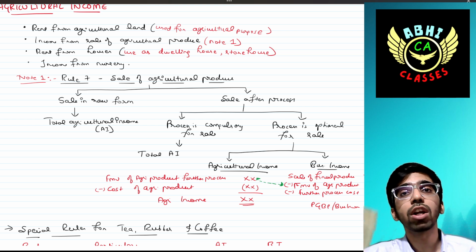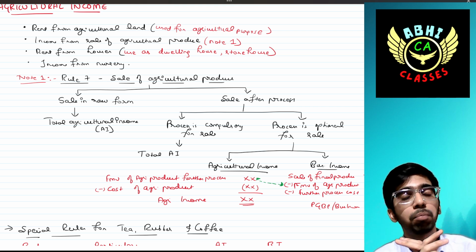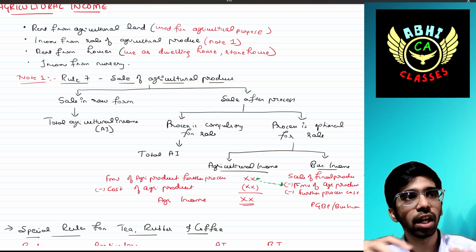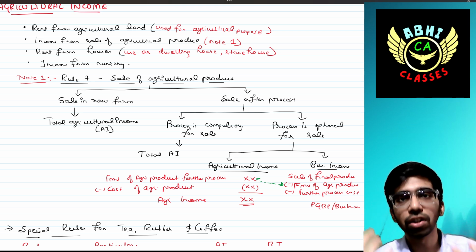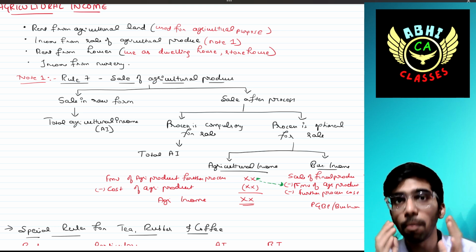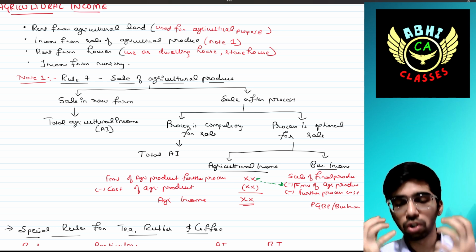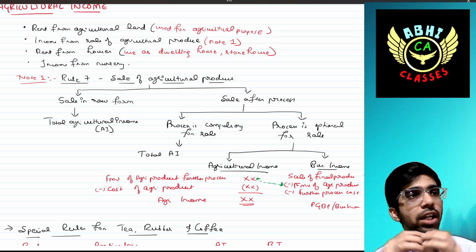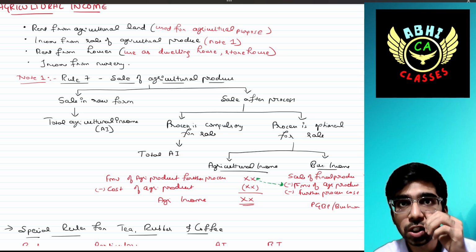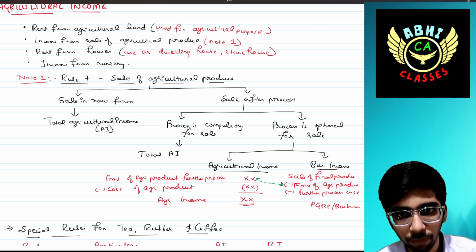If it is sale after process, for example potato, if there is dust and you want to remove that dust, then there will be some process. If the process is compulsory for sale, if the potato needs to be sold in a clean condition, then that process is necessary, and it is called agriculture income.